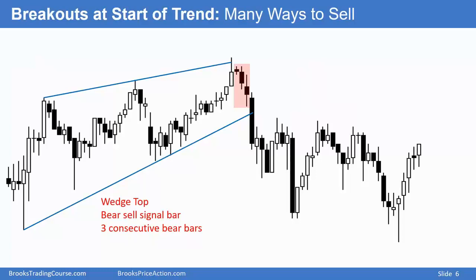Wedge top, 3 consecutive bear bars. Chances are the bull trend is ending. Bears could sell with a stop below the low of the 3rd bear bar, and a lot of traders did. That's why this bar looks this way.